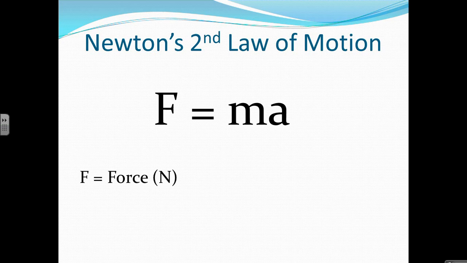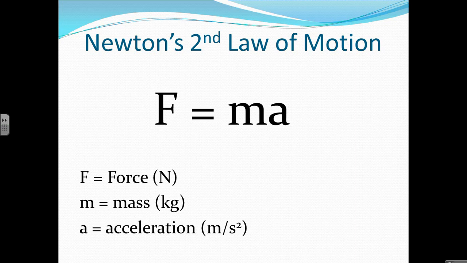Symbolically, F is equivalent to force, and that's given in newtons. M is mass, and that's given in kilograms. And A is acceleration, that's given in meters per second squared.